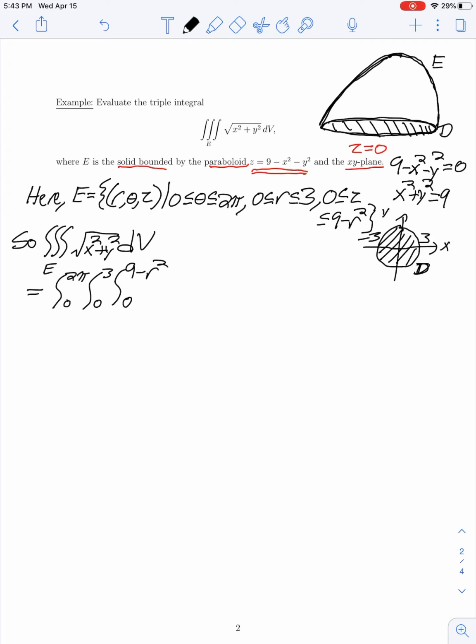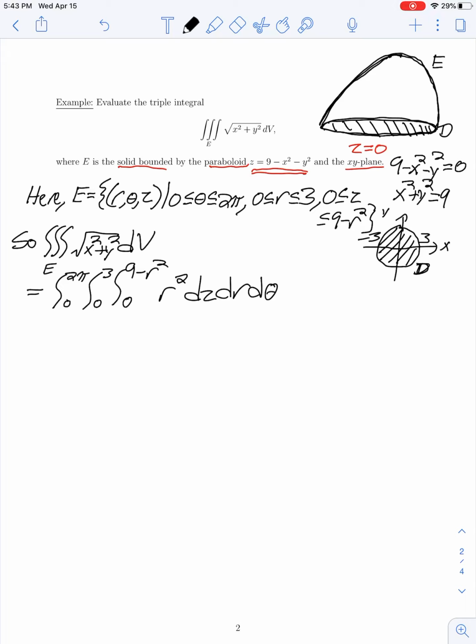The function that we're integrating is the square root of x squared plus y squared, which reduces to r. And then the order that we're integrating in is dz, and then r dr d theta. So we're going to get an r squared dr d theta when we pick up that extra factor of r for making the change to cylindrical coordinates.